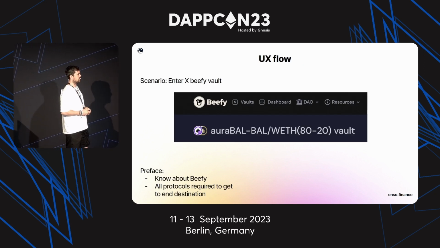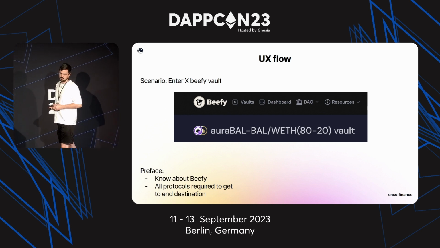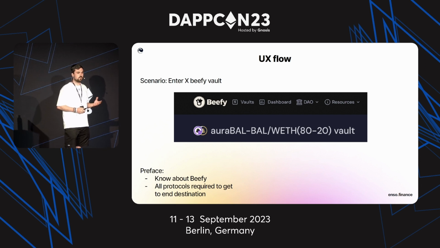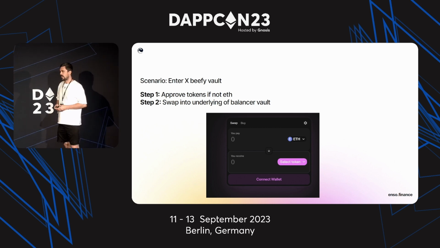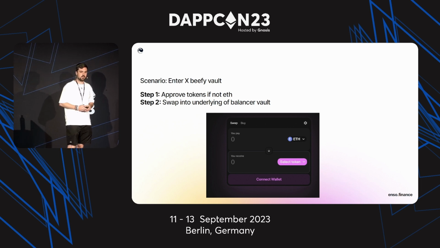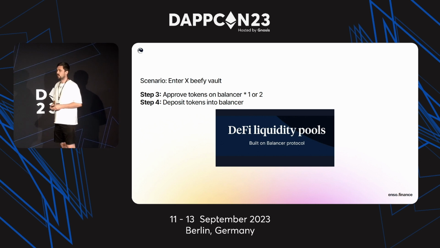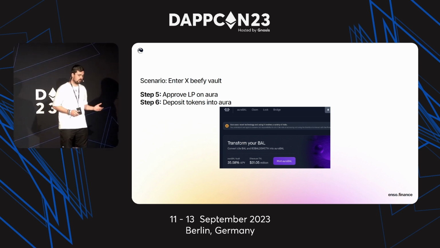Let's take a very basic scenario of a very basic DeFi flow. I'm a user, I have Y token, and I want to enter into X beefy position. First of all, I need to know about beefy. Second of all, I need to know all of the protocols that are required to be able to enter this beefy vault. I'll go to Uniswap, I'll approve my tokens, and then I'll swap into the underlying tokens of the Balancer vault. I'll then go to Balancer interface, approve my tokens, deposit my tokens into Balancer.